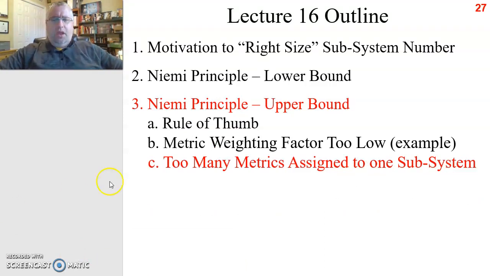So we've talked about this example of the metric weighting factor being too low, and then the final instance is if you just have too many metrics. This is normally what happens, right? People get overzealous and they want every single metric to be represented in every single subsystem, and so the end result is that you end up with too many metrics assigned to an individual subsystem.